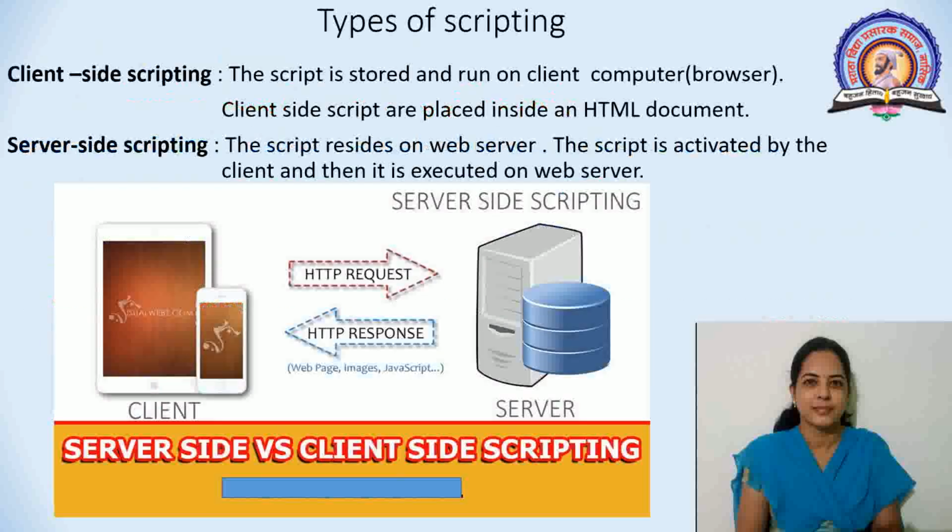Now types of scripting. There are two types of scripting, client-side scripting and server-side scripting. Client-side scripting means the script which is stored and run on the client, that is the browser. In HTML or JavaScript, we write the program or run the program in the browser, that is client-side script. Client-side scripts are placed inside an HTML document.